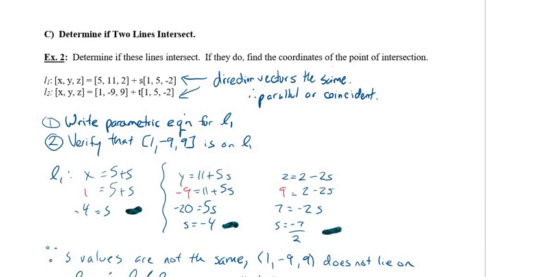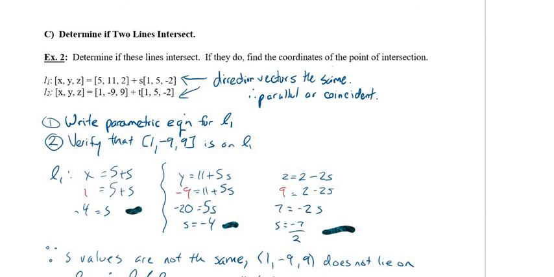But we got negative 7 over 2. It's close, but it's not quite. So it means that that s value does not work for all three of our coordinates. So it doesn't quite line up.